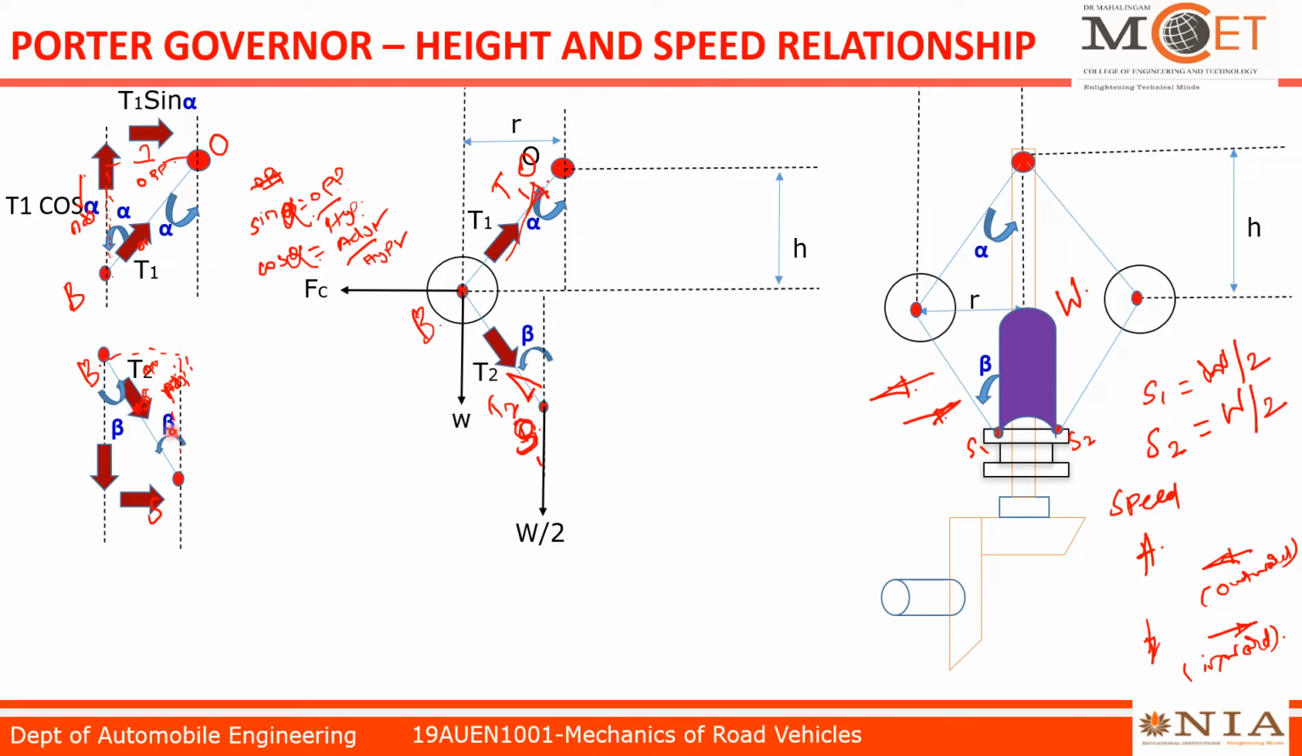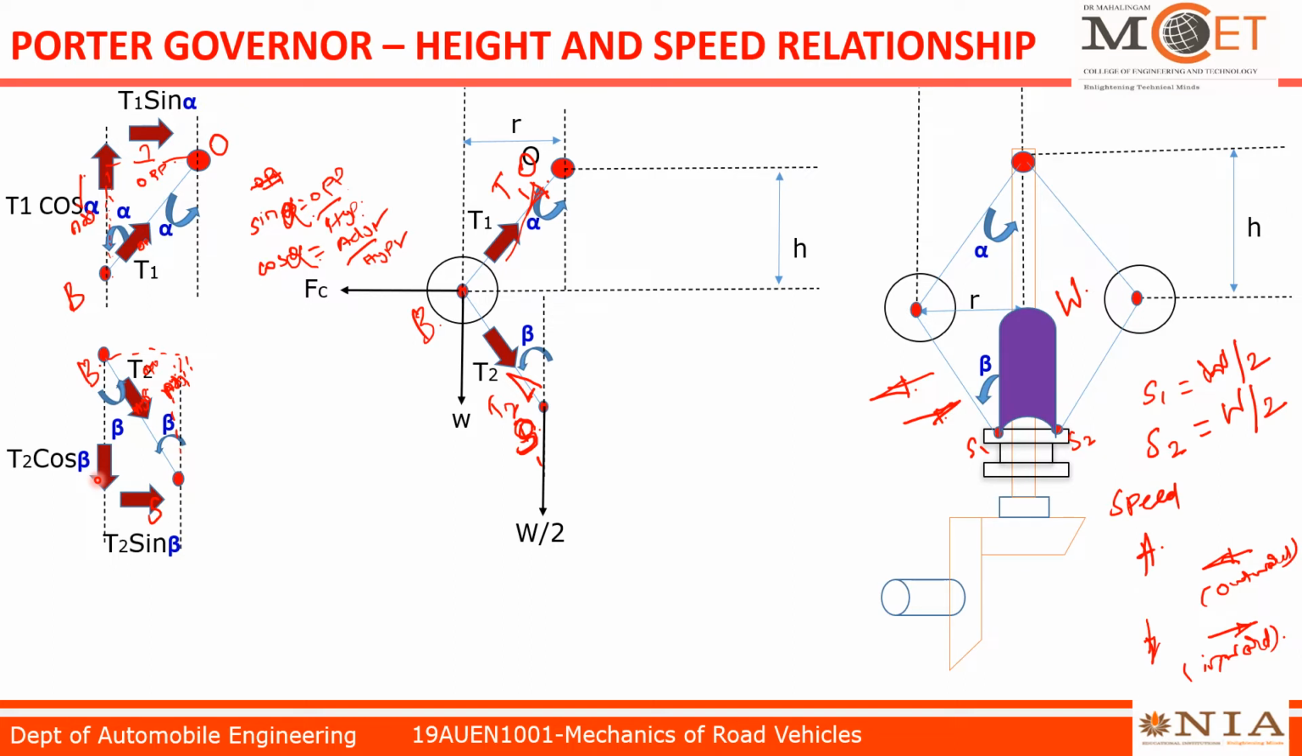We know that sine, now take sine beta equal to opposite divided by hypotenuse. Hypotenuse is T2, so that sine beta into T2 equal to opposite. T2 sin beta equal to opposite. This is the opposite side and this one is the adjacent side. T2 cos beta equal to adjacent side.